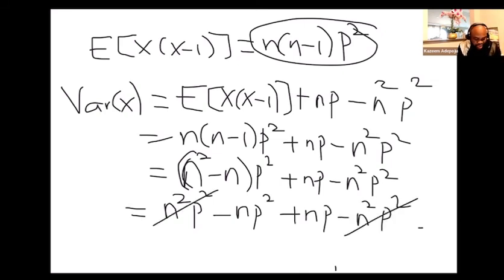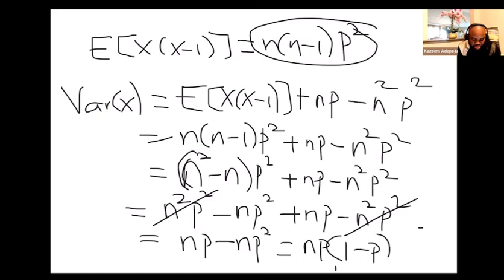So what do I have now? np minus np squared. When you factorize np, it becomes np(1 minus p). Now take a look at that. So that is how to prove the variance of a binomial distribution to be np(1 minus p).